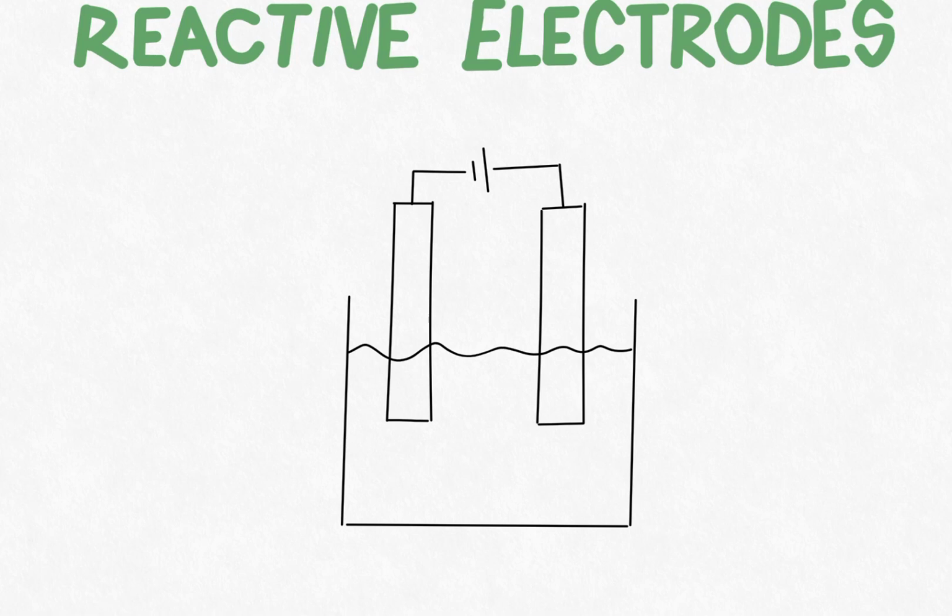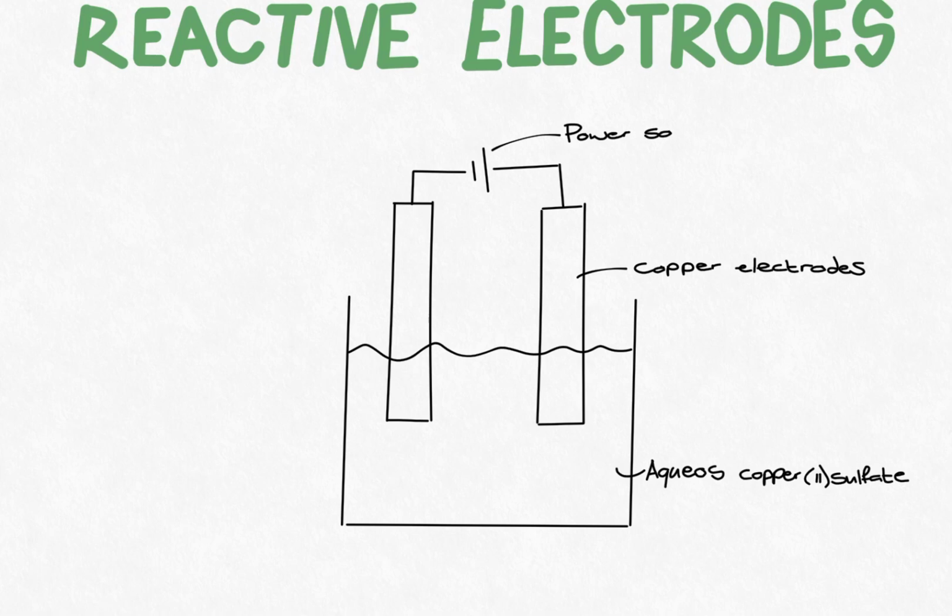We'll have our beaker with our electrolyte. For this example, we're going to use aqueous copper sulfate. And then we have two electrodes. We still have one cathode and one anode, but these electrodes are made up of copper, which is a reactive metal. Our electrodes are then connected to our power source.